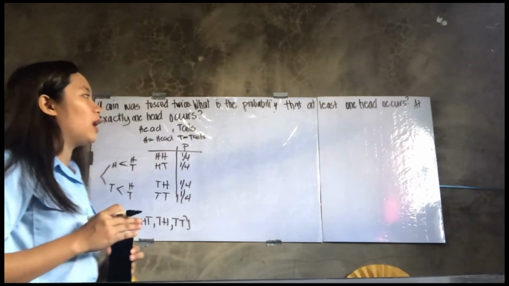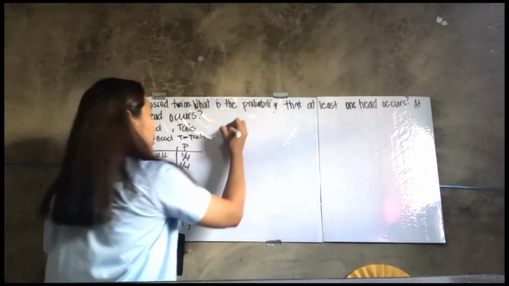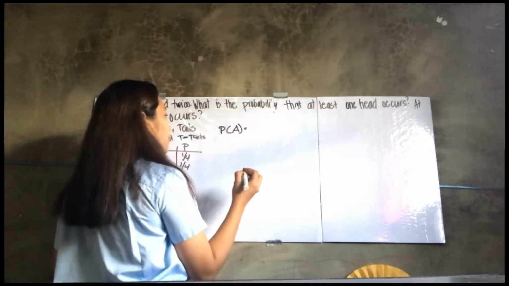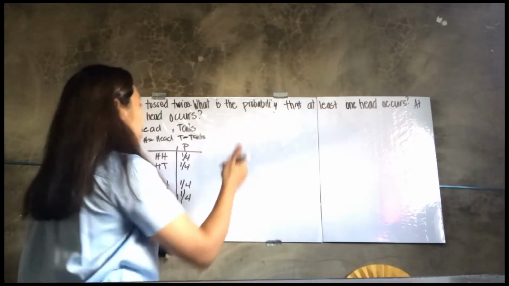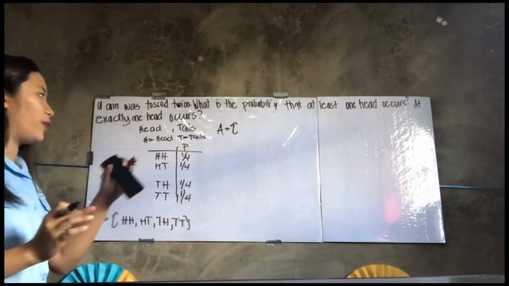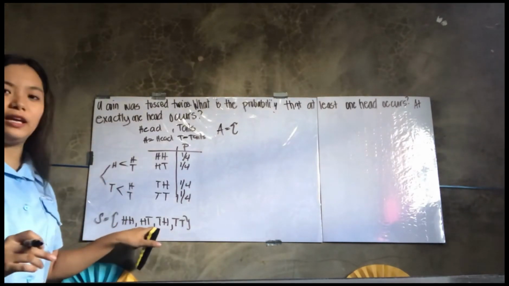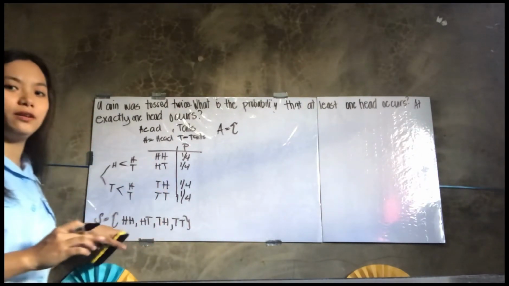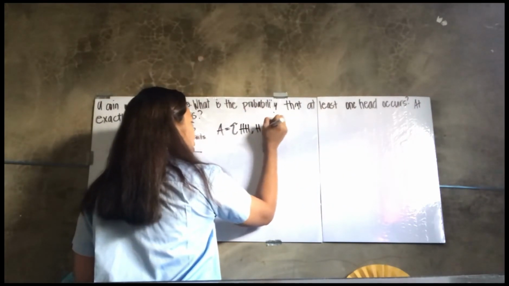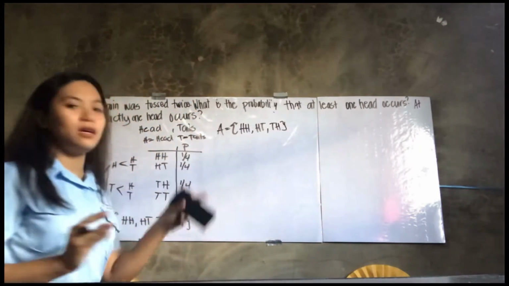Okay, our first probability of an event is at least one head occurs. So, probability of an event A is equal to A. We have only sample spaces for A, which are HH or head head, HT, and TH. We can get the sample spaces from this first step. So, we have HH, HT, and TH. Now, we have 3 outcomes.